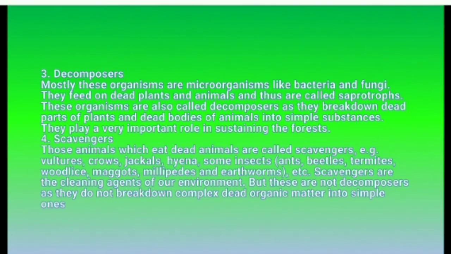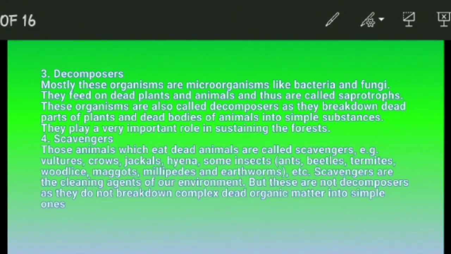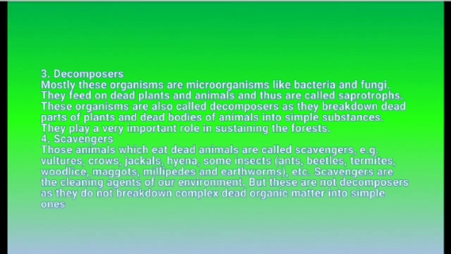Next, scavengers. Those animals which eat dead animals are called scavengers. Examples: vulture, crows, jackals, hyena, some insects, ants, beetles, termites, woodlice, maggots, millipedes, earthworms, and etc. Scavengers are the cleaning agents of an environment, but these are not decomposers as they do not break down the complex dead organic matter into simple ones.